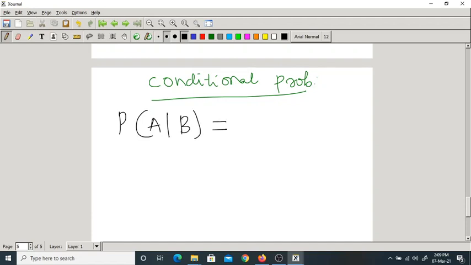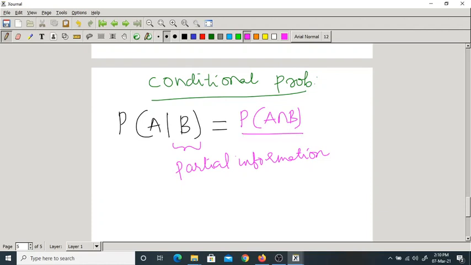What do you mean by that? So there are two events A and B. So after knowing that B has occurred, what is the probability that A will occur? Otherwise, having some information about B, we know some partial information about B. So knowing that information, what is the probability that A will occur? Okay, so this is a conditional probability. So what is the formula of this? You know already, probability of A intersection B by probability of B.